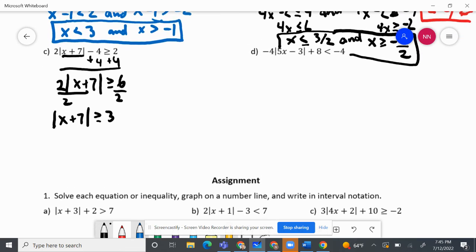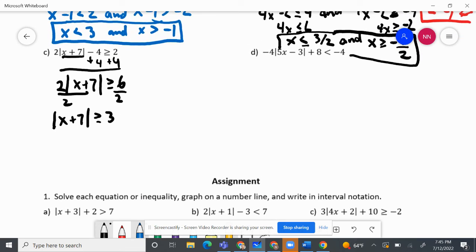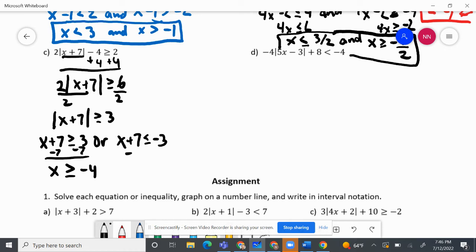What we're going to do next is write the two inequalities. And so what we have is x plus 7 is greater than or equal to 3, or we have x plus 7 is less than or equal to negative 3. I'm going to subtract the 7. And when I subtract the 7, I get x is greater than or equal to negative 4. And then for the other inequality, when I subtract the 7, I get x is less than or equal to negative 10.